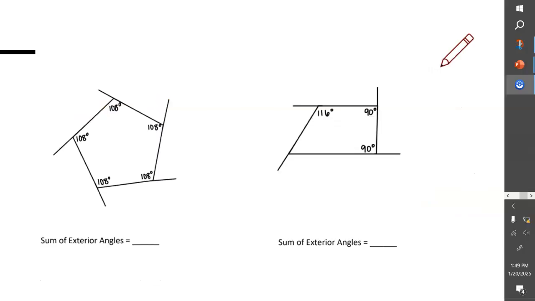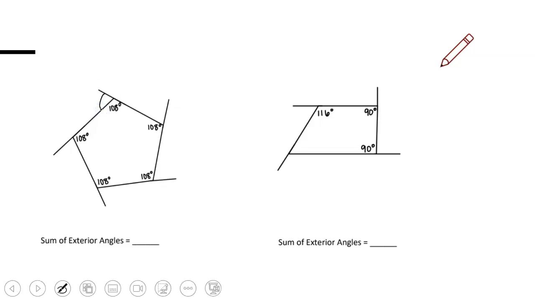So these are two examples of trying to find the sum of the exterior angles in a diagram. This one is a pentagon. It has 108 degrees at each of the interior angles, which means that each of the exterior angles is going to be 72 degrees. And there are 5 of them, so 72 times 5 would give me 360 degrees. So the sum of the exterior angles for this pentagon is 360 degrees.